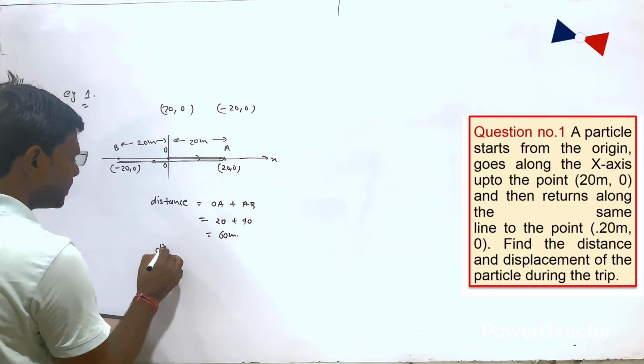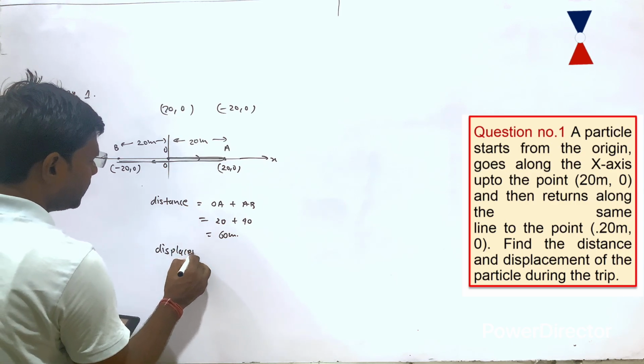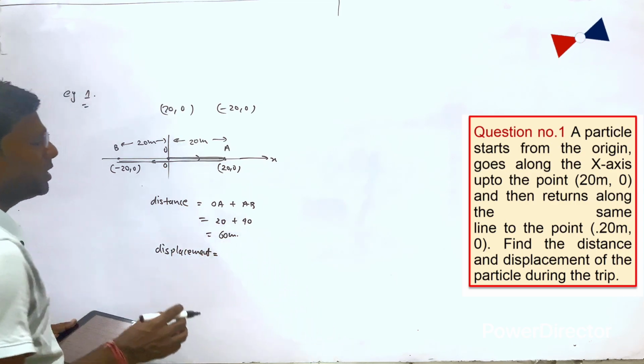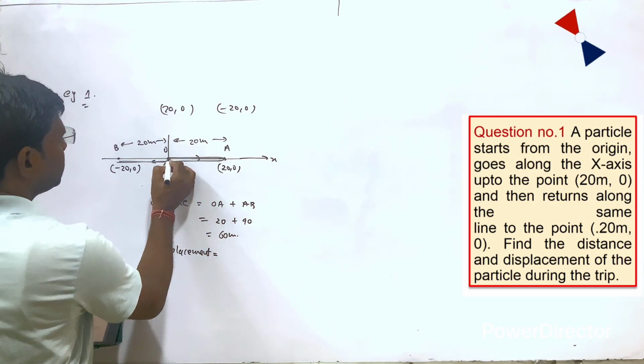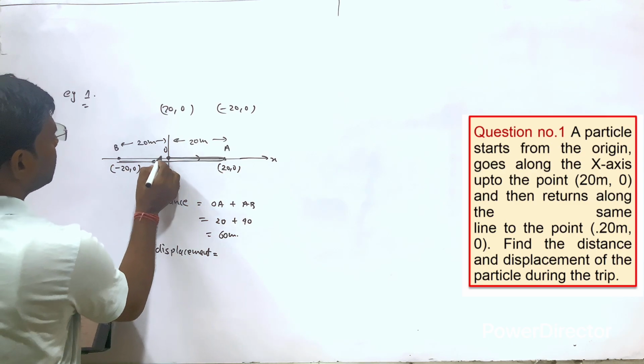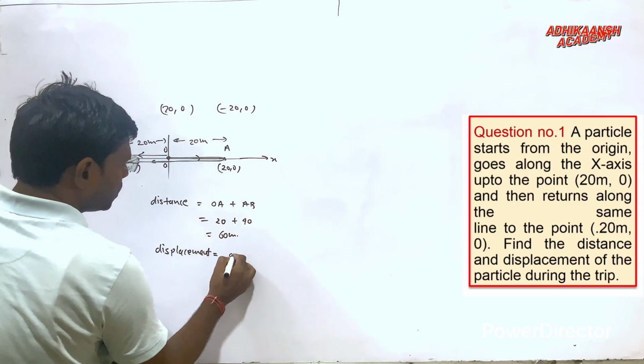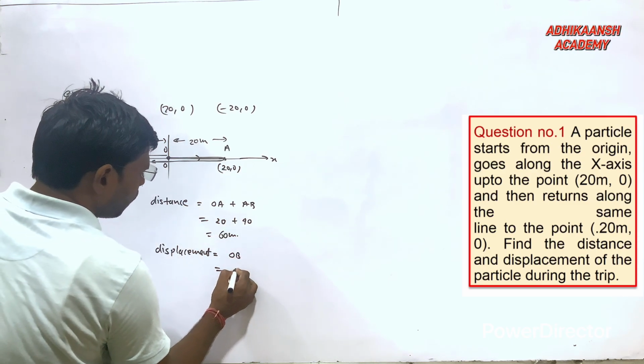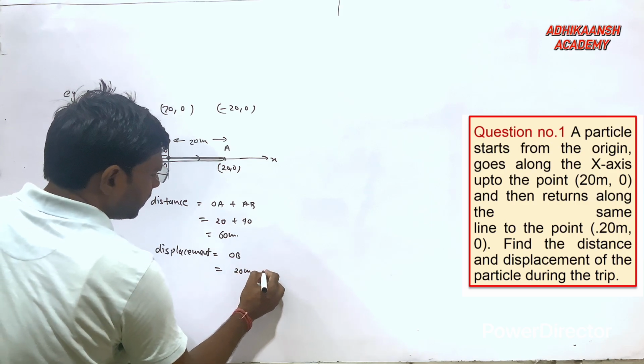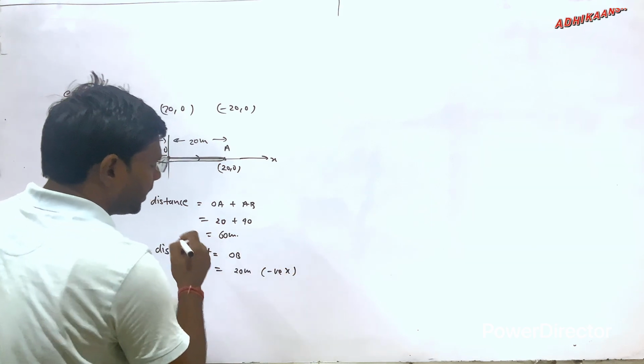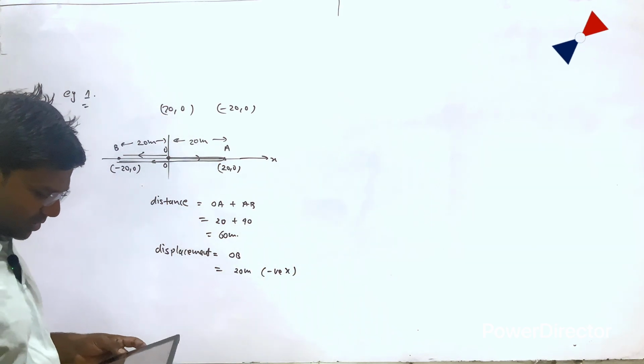And what about the displacement? The displacement is nothing but the line joining the initial to the final position. If this is the initial position and this is the final position, then this is the displacement. So displacement is OB, which is 20 meter in the negative x direction. So this is the answer.